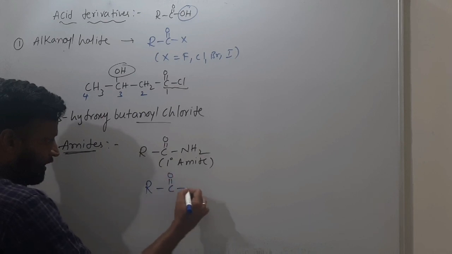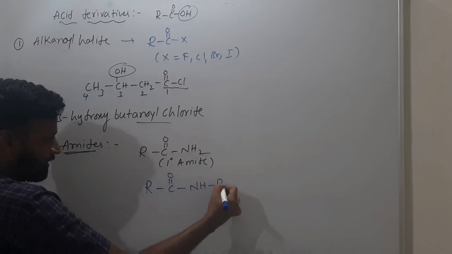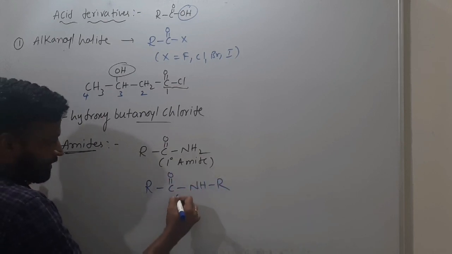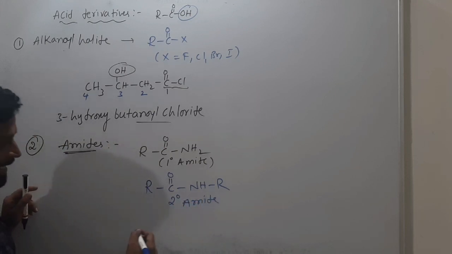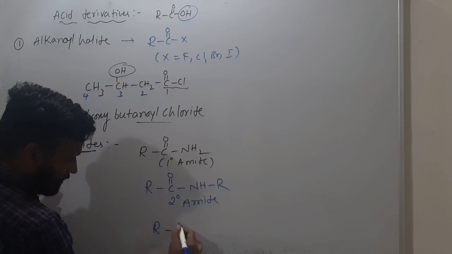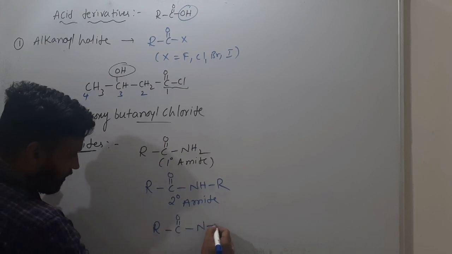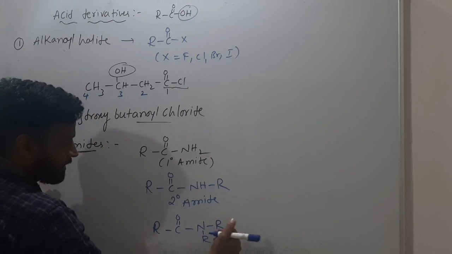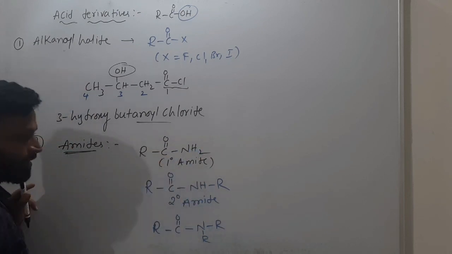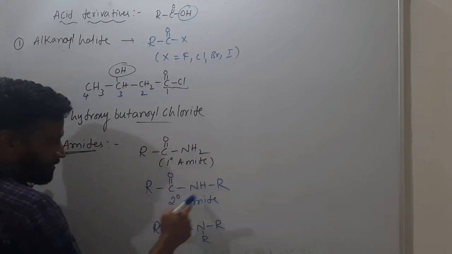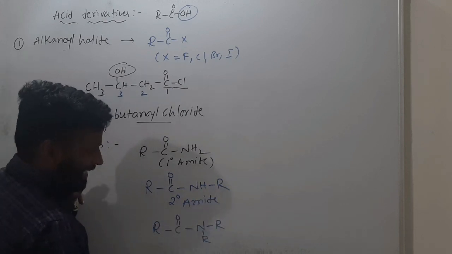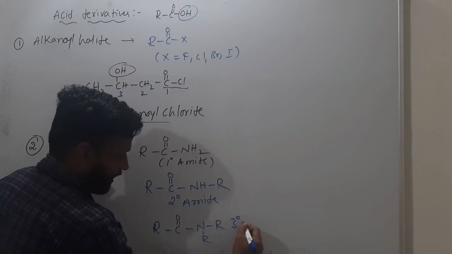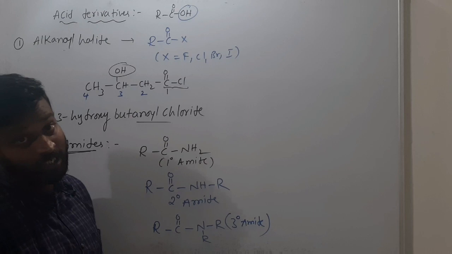In this one, NH, one of the hydrogens is replaced by an alkyl group, so that is a secondary amide. Secondary amide: R–C double bond O–N with R and H. The nitrogen has one carbon group. If the nitrogen has two carbon groups, alkyl means a carbon group only, then this will be a tertiary amide like that.